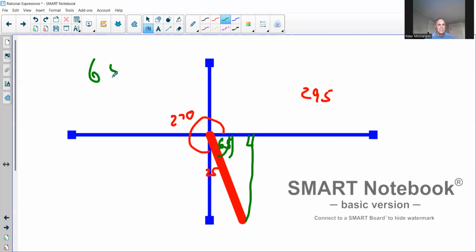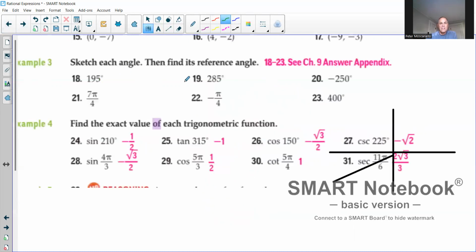Yep, so it's 65. And I know some of you are saying, well, isn't it just 360 and back off 25? No, 360 back off 65. It's 360 minus 295, right? I just like to do it this way. 270, 25 more gets me to 295. How much more to get up to the x-axis? 65 more.